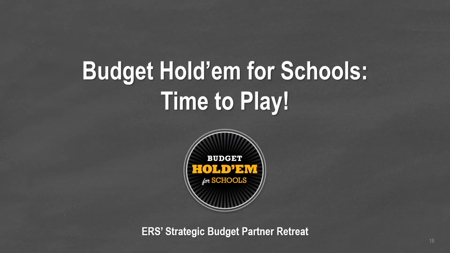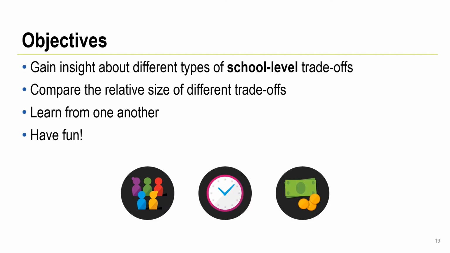Now, you're going to put yourselves in the shoes of principals, apply what you know about strategic school design, and think about investments and trade-offs at the school level by playing Budget Holdem for schools. As you play the game, you'll be examining different investments and savings opportunities. The objectives of the game are to gain insights about different types of school-level trade-offs, compare the relative size of different trade-offs, and learn from one another and have fun.